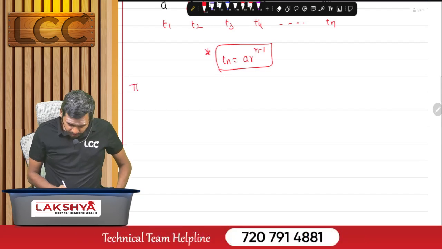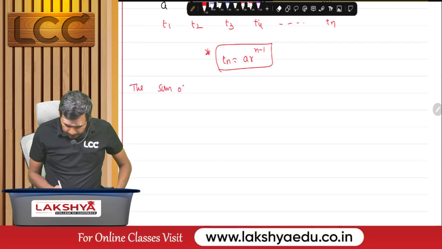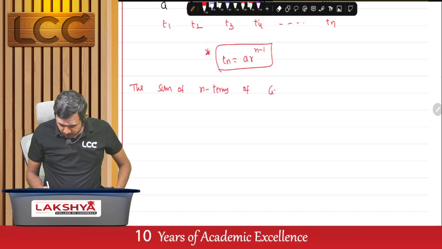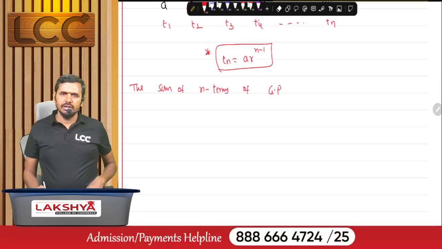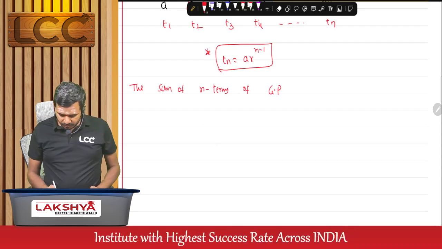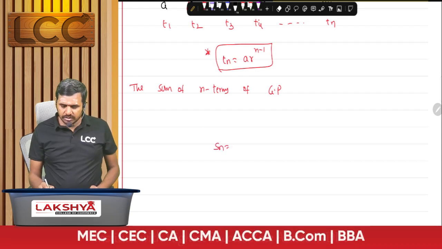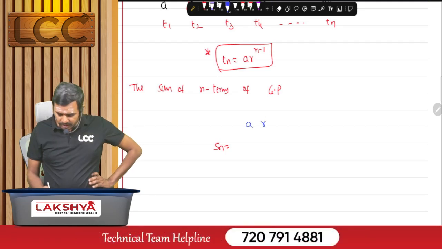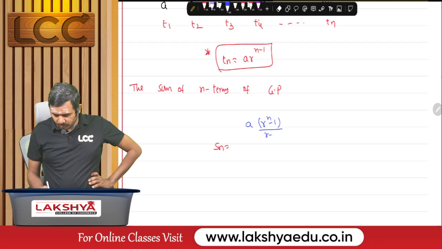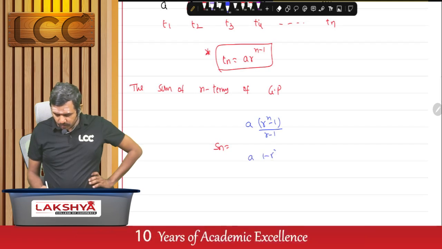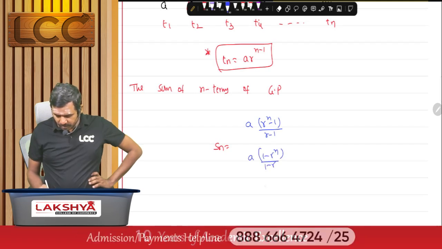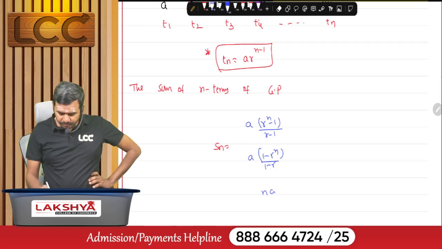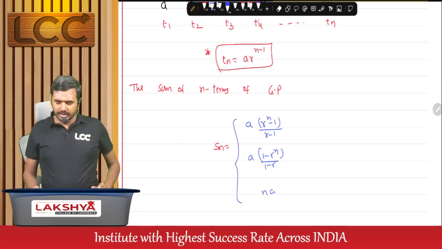Next, the sum of n terms of GP. See, we have several representations for the sum of n terms of GP. That is Sn is equal to A into R power n minus 1 by R minus 1, A into 1 minus R power n by 1 minus R, and Na. Okay, these are the three representations.